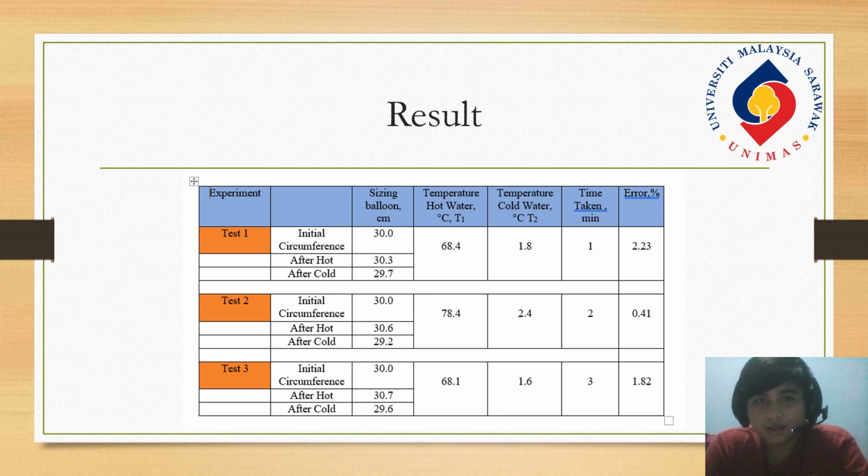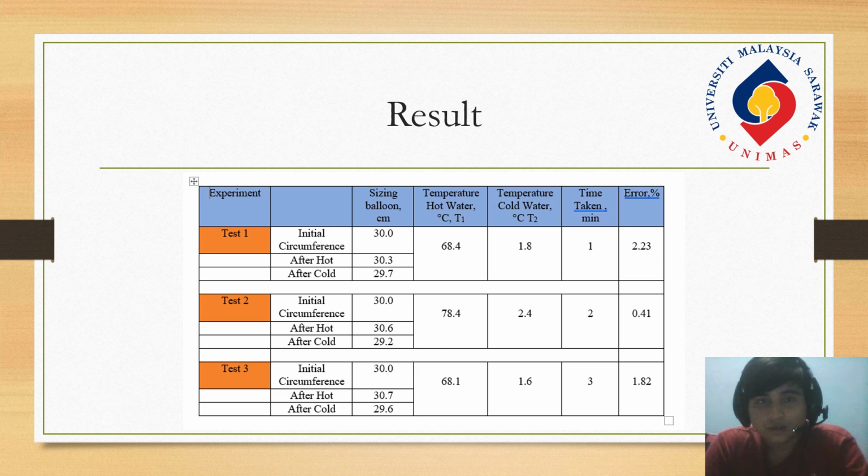After setting up, using the same method, we immerse it in the hot water and then take the measurement. Our measurement after it was heated is 30.6, and then after immersing it in the cold water, we got a measurement where it shrunk, becoming 29.2 centimeters. Therefore, our percentage error for this running test is 0.41%. So the percentage error is decreasing.